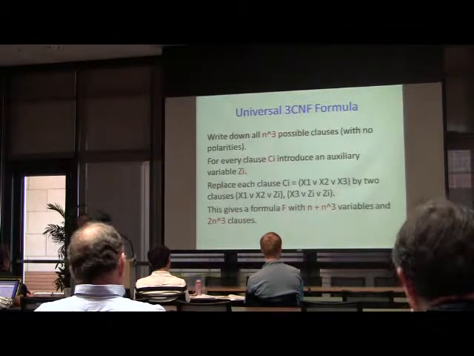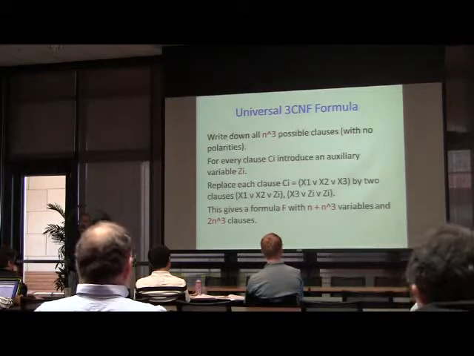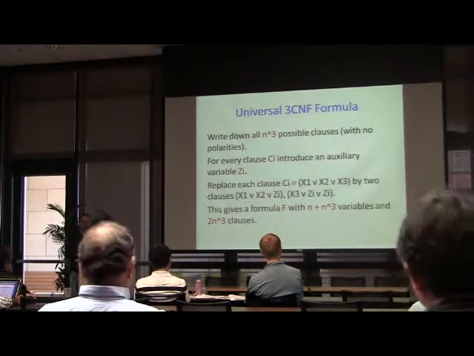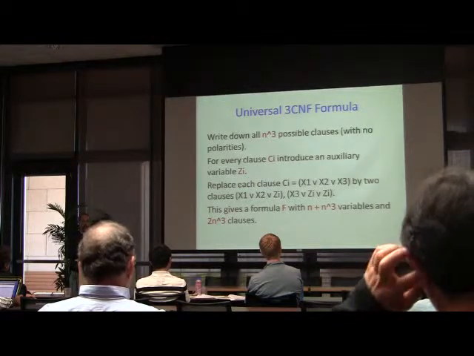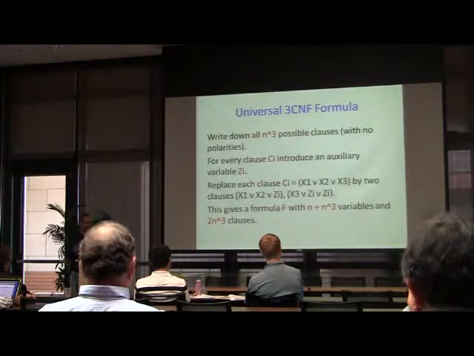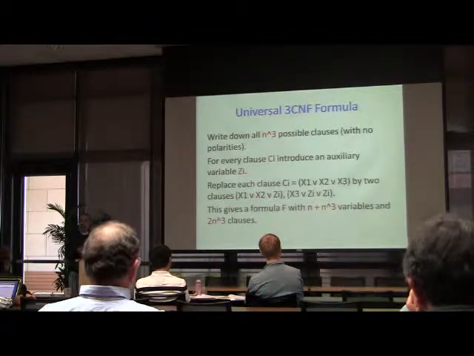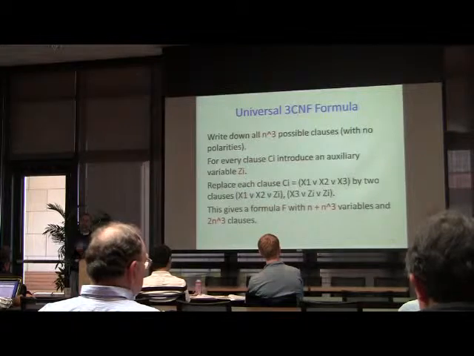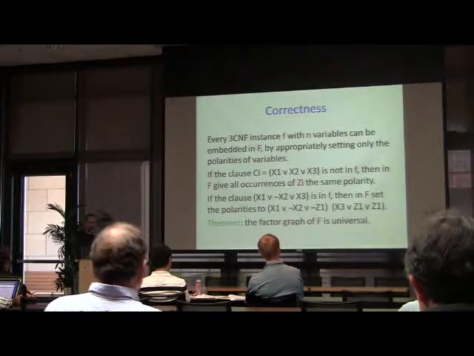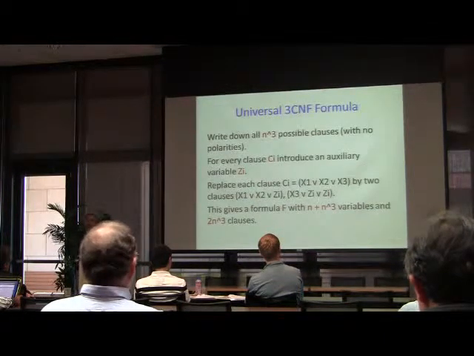For example, the clause x1 or x2 or x3 would be broken into two clauses, x1 or x2 or Zi, if it's clause Ci, and x3 or Zi or Zi. Zi appears twice in the second clause. This way we'll get a formula with n plus n cubed variables, the n original variables and the n cubed auxiliary variables, and we'll have two n cubed clauses. We doubled the number of clauses. And we claim that this formula is in a sense universal.